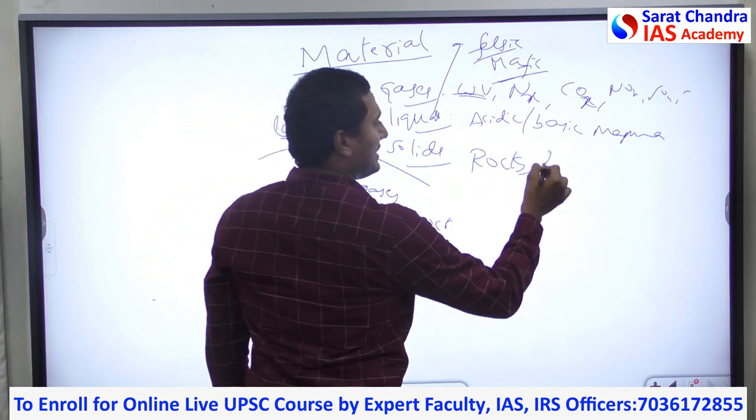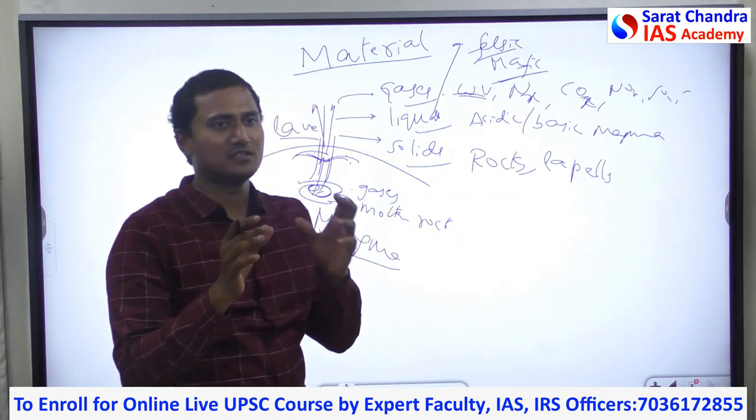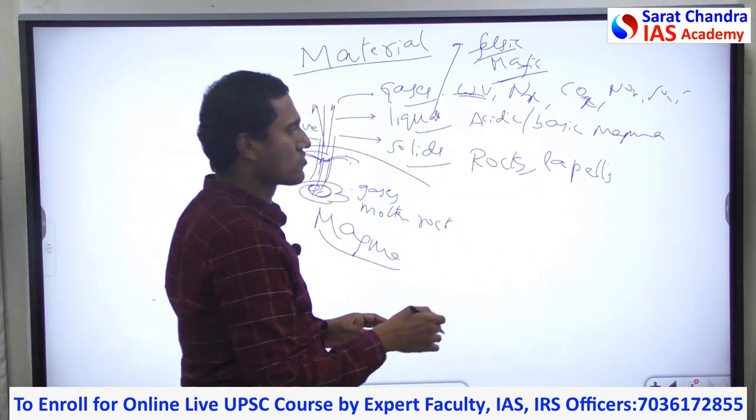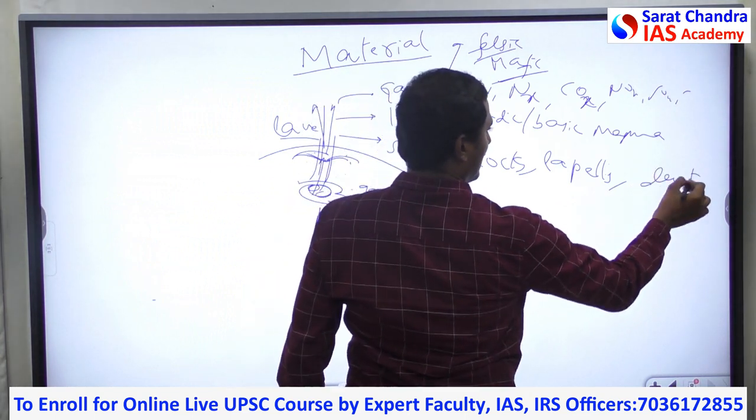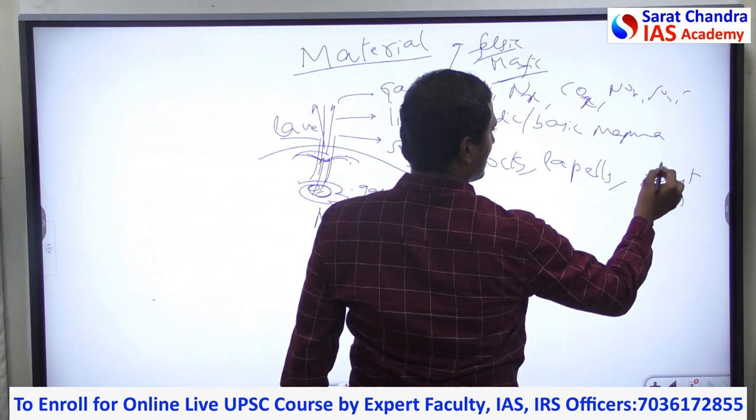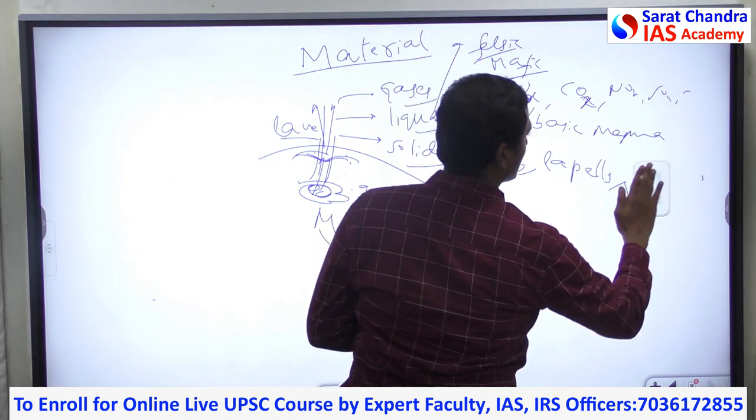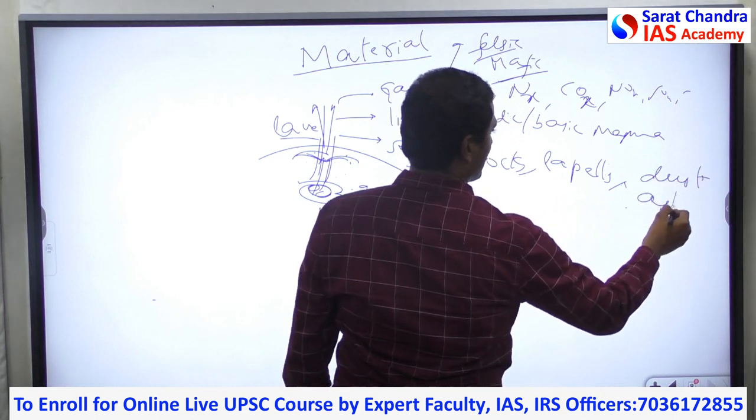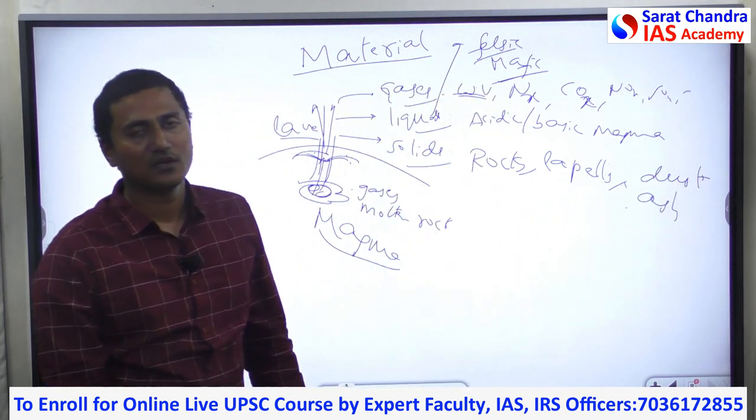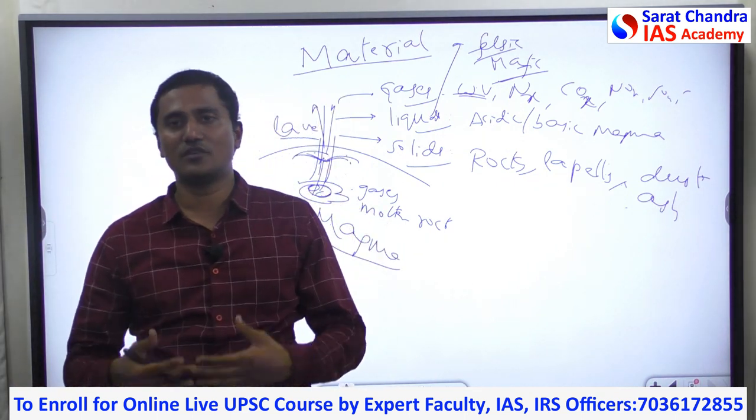Small things are called lapillis. Lapillis are small rocks of some 10 centimeters, 20 centimeters. And even finer material is called dust or ash. So different types of material come from a volcano. It has gases, liquid, everything will be there.